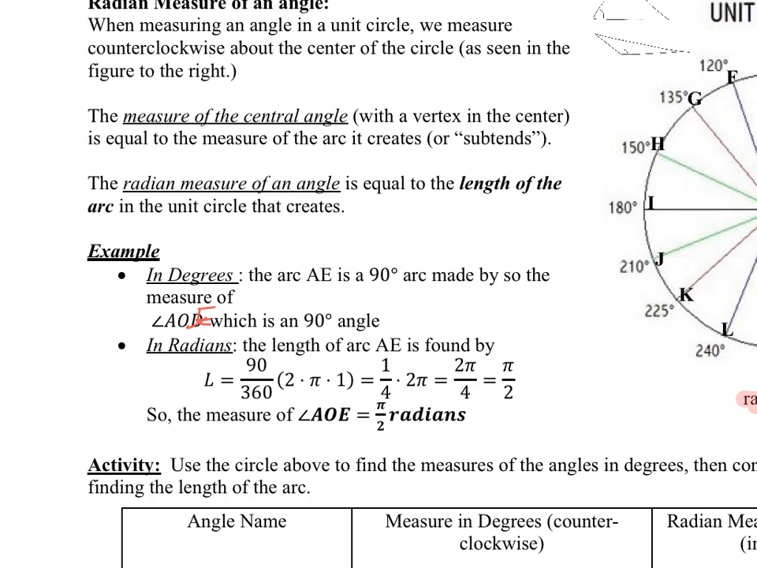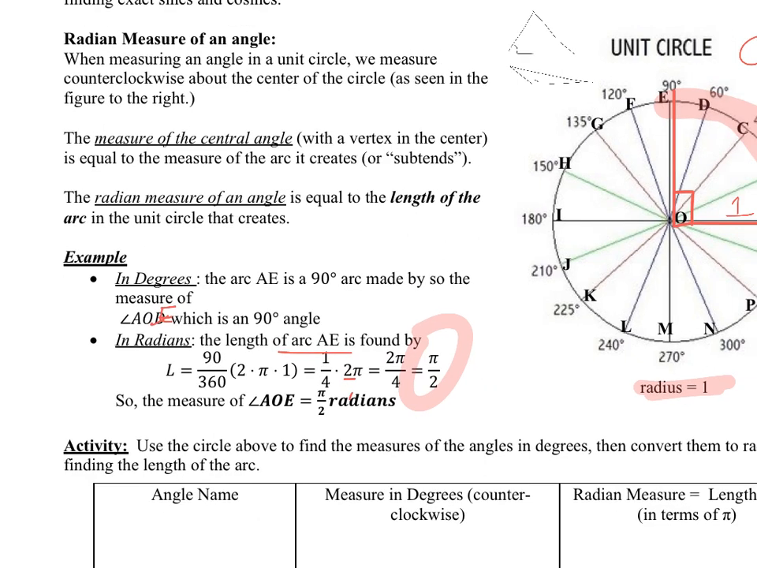So in radians, we can find the length of that arc by saying it's 90 out of 360, because that's the angle, times the circumference, 2 pi r. So we have a quarter times 2 pi, and that is 2 pi over 4, which becomes pi over 2. And so pi over 2 is the measure of AOE in radians. So by definition, the length of the arc is the radian measure of the angle. That's the key there.